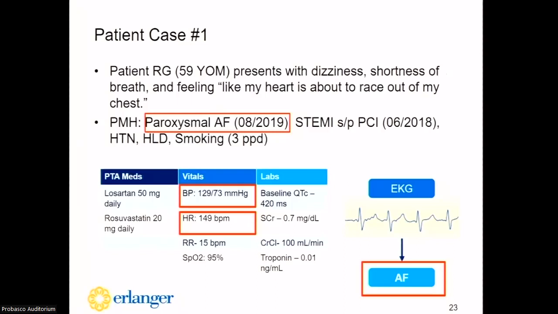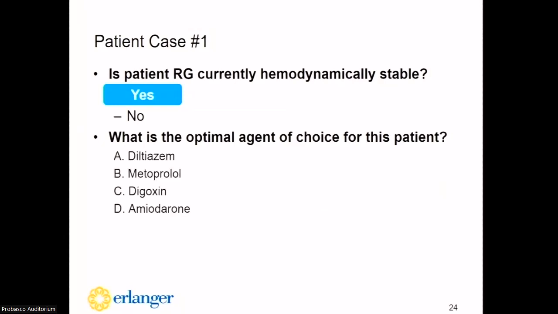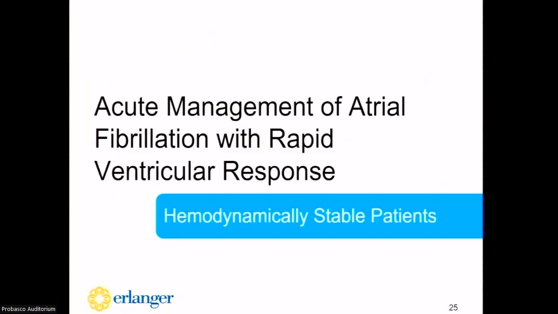So in just looking at his presentation, we already know that he has a history of paroxysmal AFib. His blood pressure is actually doing okay at 129/73. Heart rate is elevated at 149 beats per minute. And our EKG indicates that we have atrial fibrillation. So first question, is patient RG currently hemodynamically stable? Yes. And then what is going to be our optimal agent of choice for this patient? And we're going to talk about that a little bit more in this next section.